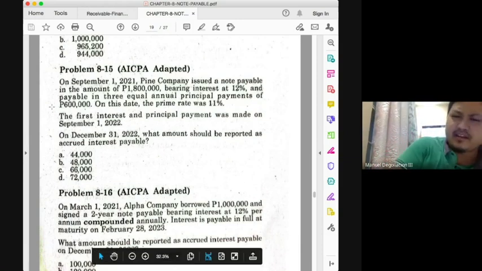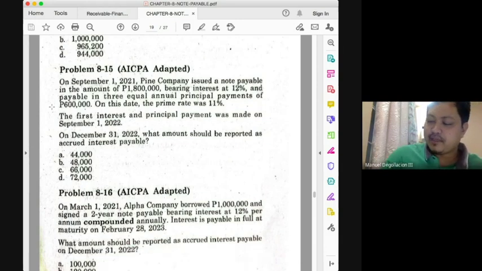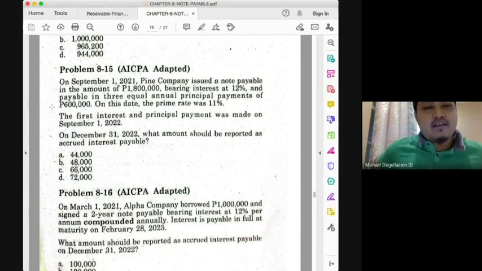And I might extend it to September 1, 2024. So that's 600,000 plus the interest on the last 600,000, which is 600 times 12%, you will get 72. So the total payment on the final year would be 672,000. I hope you're taking note.